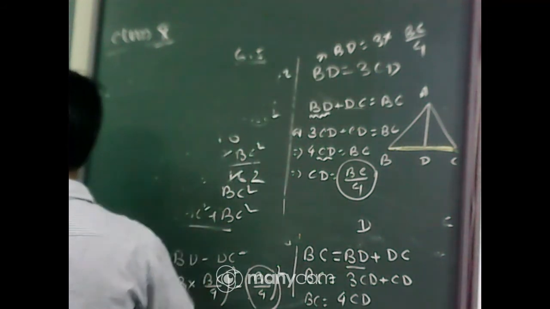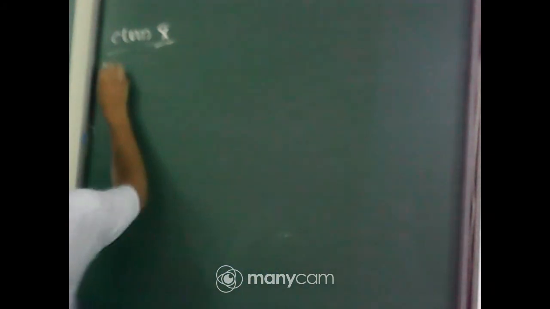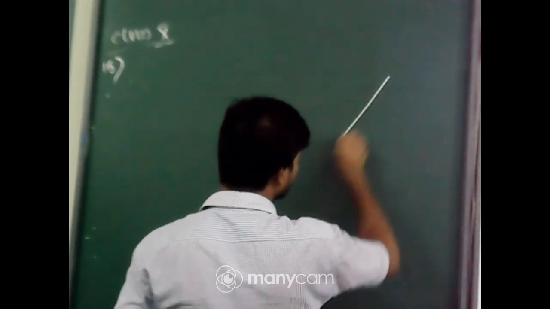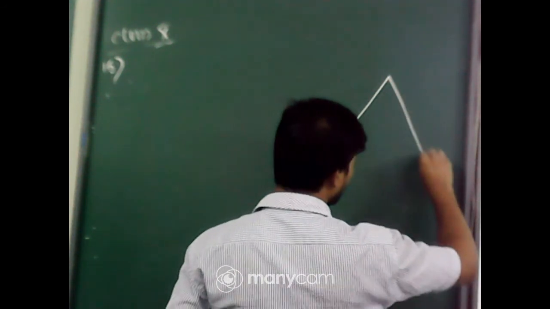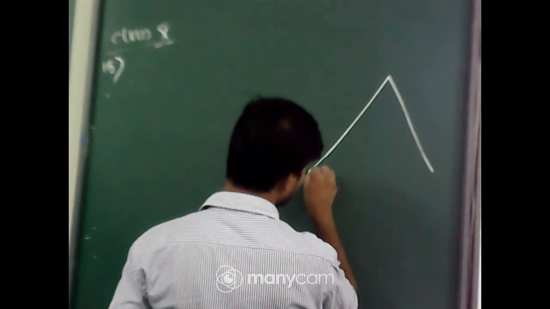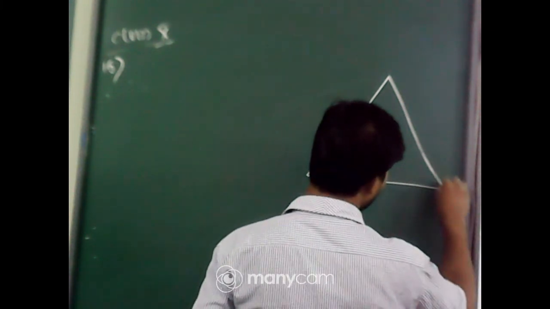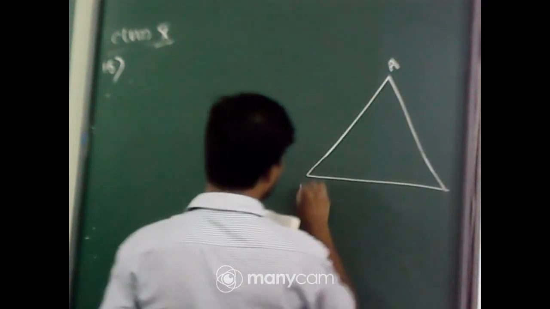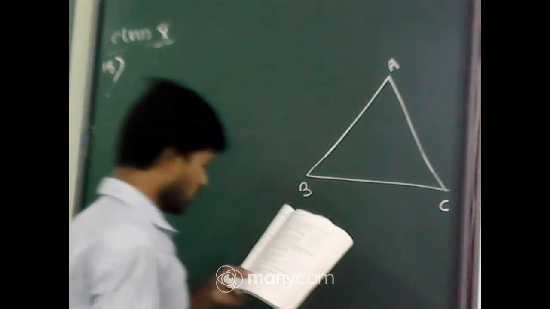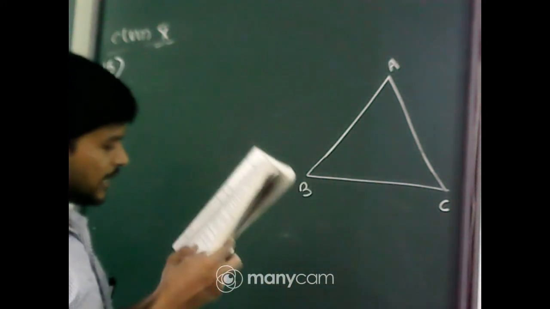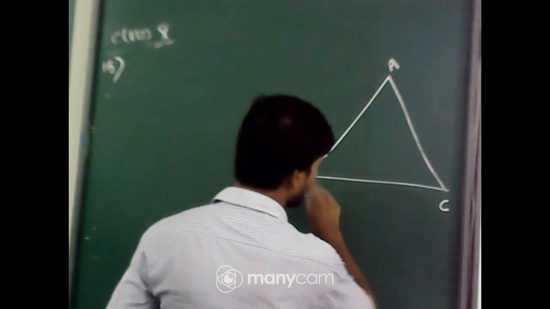Question number 15. Look at the question. In an equilateral triangle. Okay, so draw an equilateral triangle. Equilateral triangle means a triangle whose all sides are equal. So let this be an equilateral triangle A, B and C. So in an equilateral triangle ABC, D is a point on the side BC. So this is the BC side.